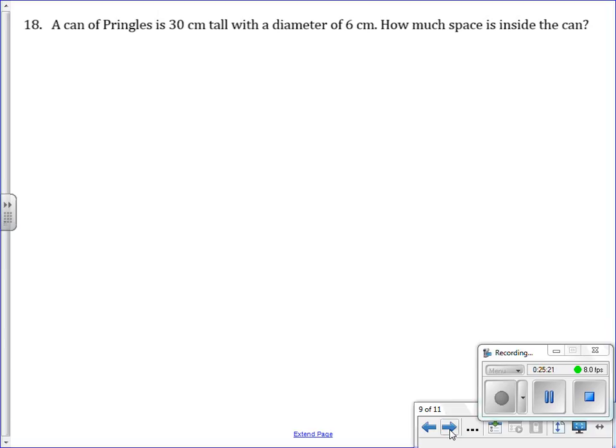How much space is inside the can? All right, diameter 6, that means R is equal to 3. Space inside the can, I have to know that that is a volume question. And it's a cylinder, so it's going to be the area of the base, which is pi r squared, times the height of the Pringles can.